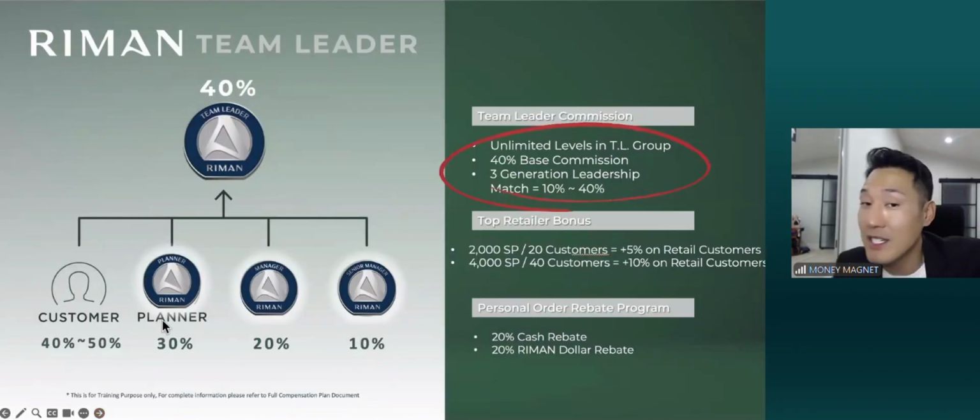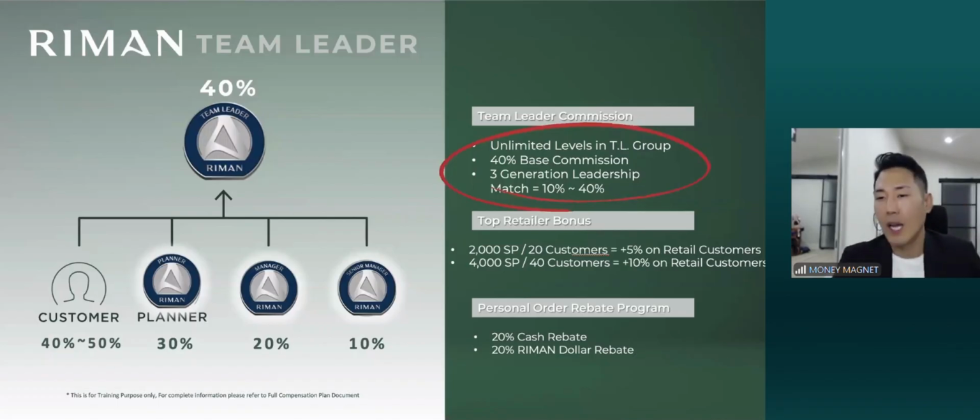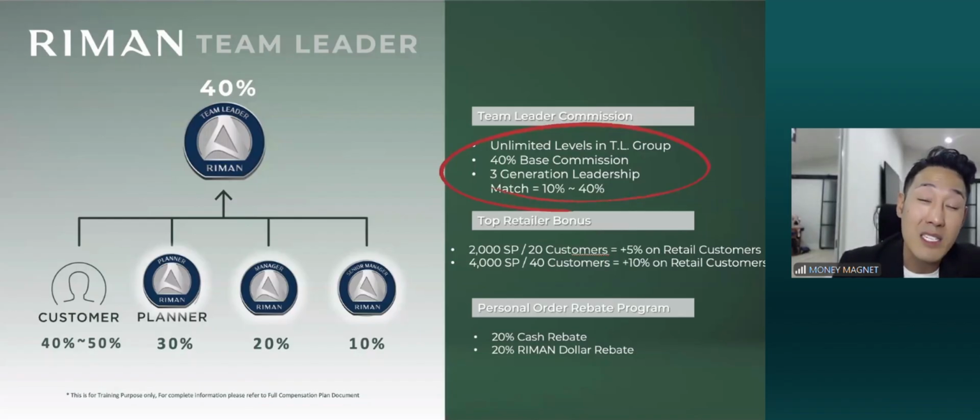Now, as we move on to team leader, this is going to be kind of confusing, kind of exciting, kind of head scratching, but remember, I'm going to break this down for you bite by bite. What I want you to pay attention to here is unlimited levels in team leader group. This is where the money is at. This is where you start hearing the song, money, money, money, money. This is where you start making the unusual pay for doing things the unusual way.